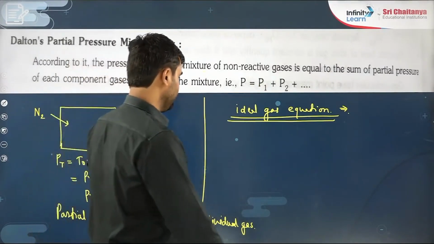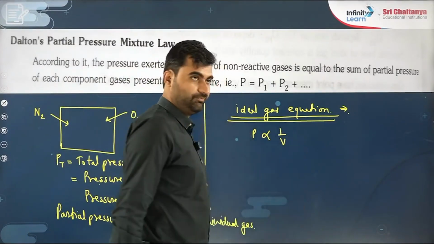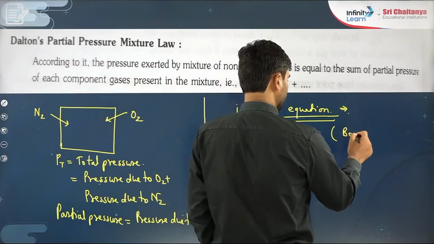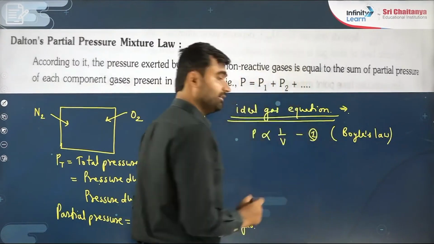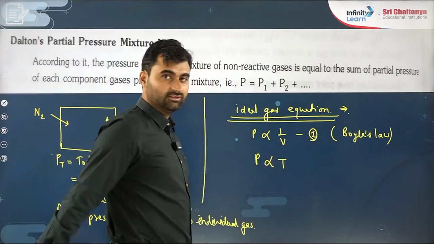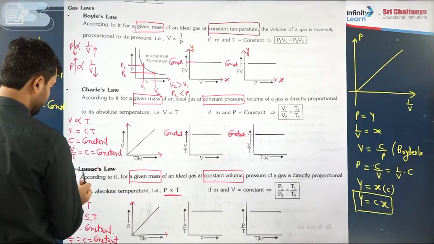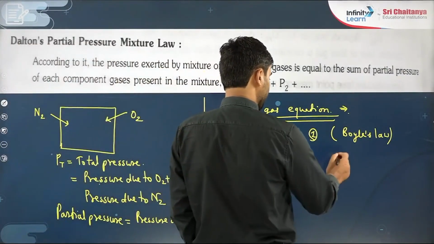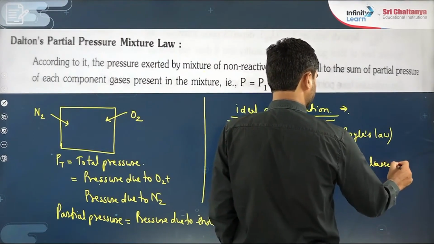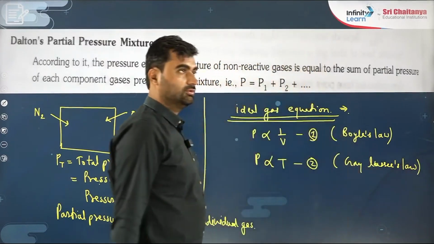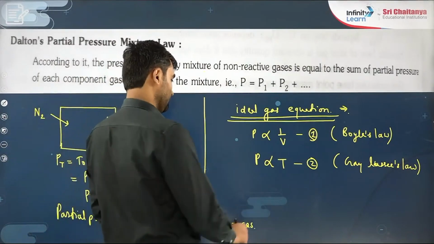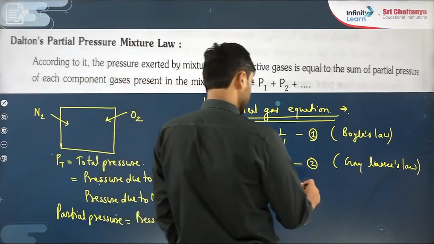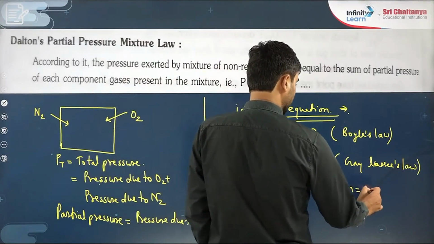We discussed there that pressure is inversely proportional to volume, Boyle's law, equation number one. Then we discussed pressure is directly proportional to temperature, Gay-Lussac's law, right? Equation number two. And pressure of any gas is directly proportional to number of moles. Here n is the number of moles.